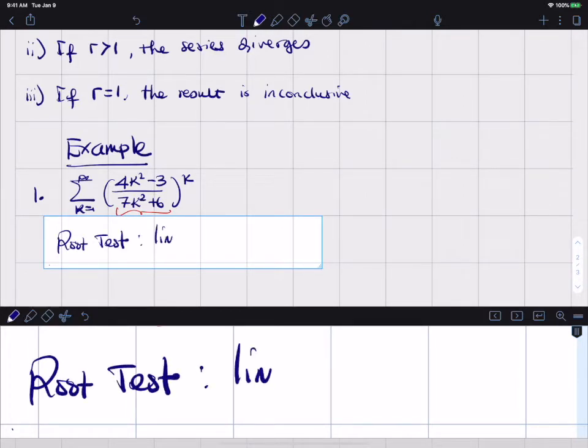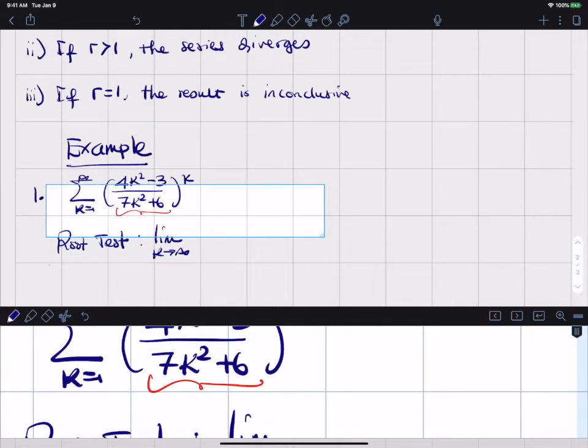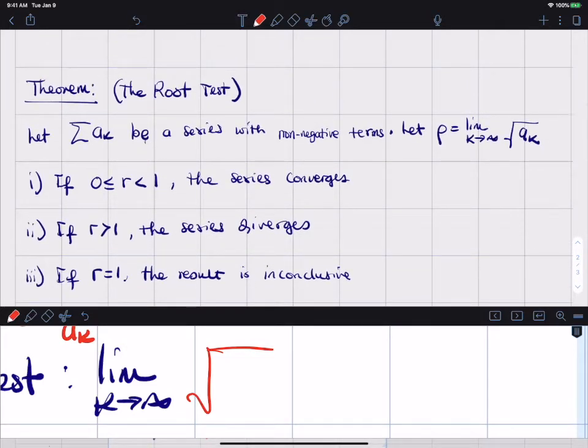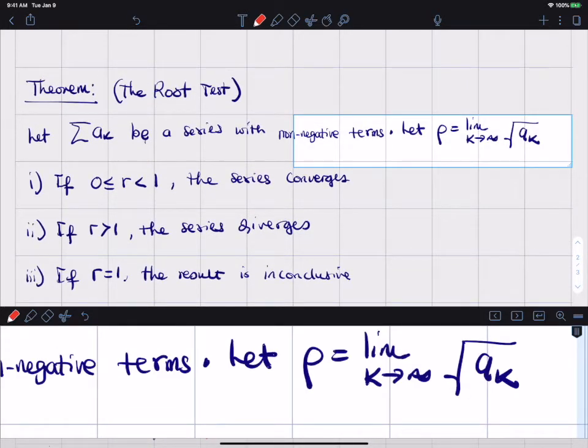So we want to take the limit as k goes to infinity of the root of ak. This is our ak. This is not square root, I have to be very, very careful. Sorry about that. I wrote square root, but this should be kth root. The kth root of ak.